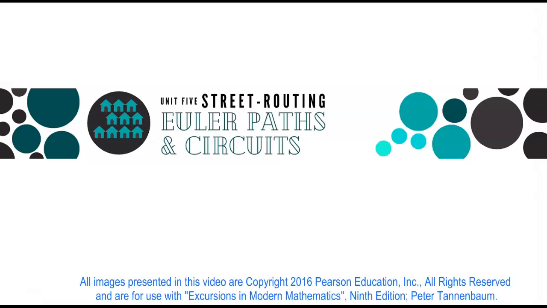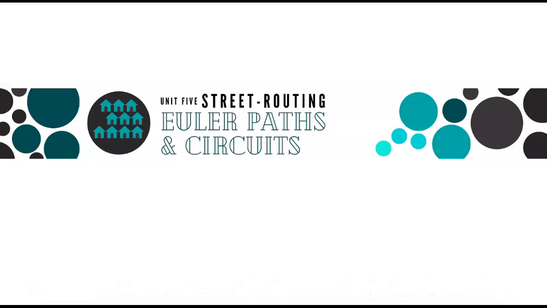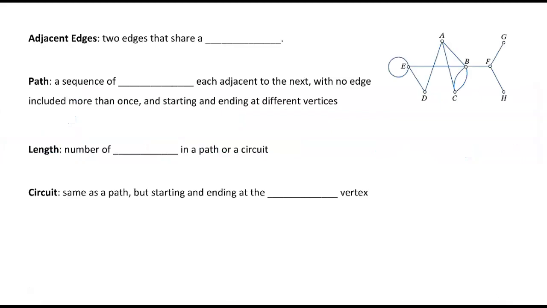In this lecture video, we'll continue our conversation about street routing problems. Specifically, we'll extend our knowledge of graphs to the ideas of Euler paths and circuits. We have already defined the idea of adjacent vertices. Those are two vertices that share an edge.